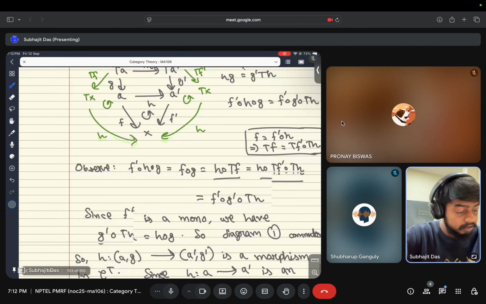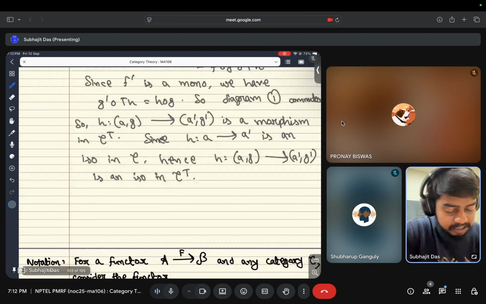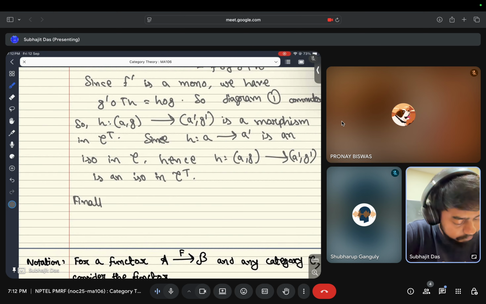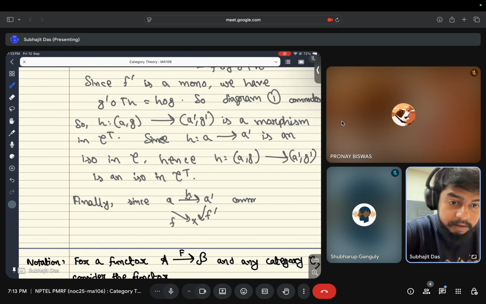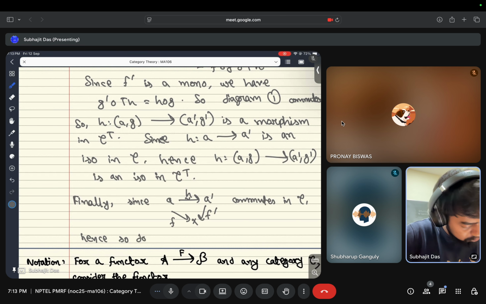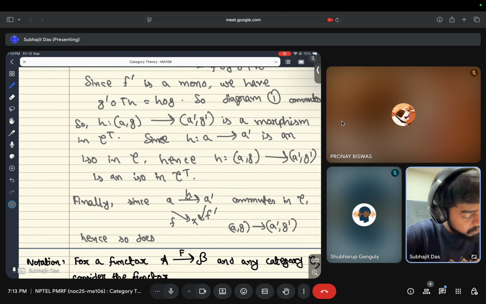Right? So yeah, this is an iso in C power T, and finally, because U is faithful, A prime H X F prime commutes in C, hence so does A comma G, A prime comma G prime, H F X comma H.